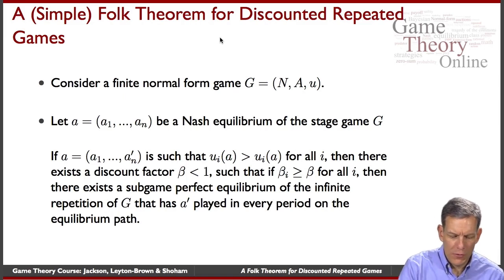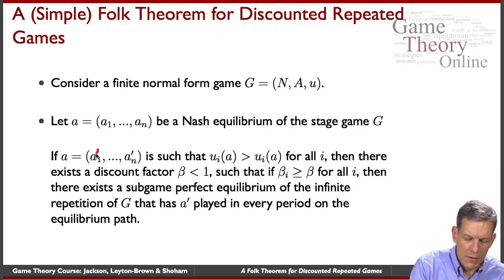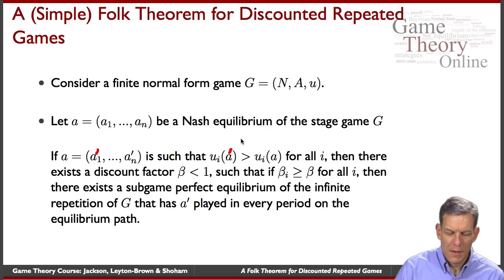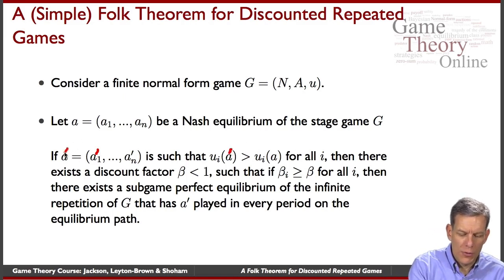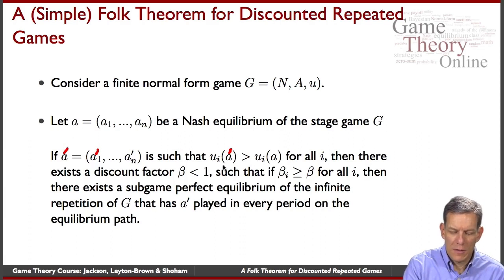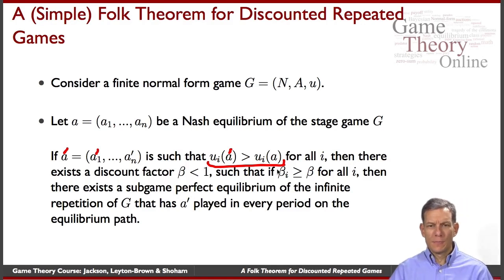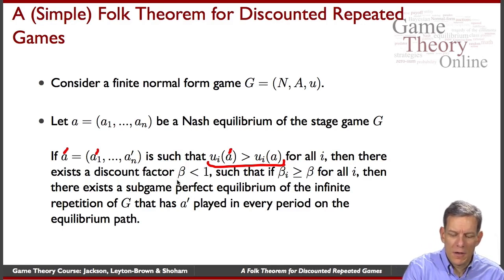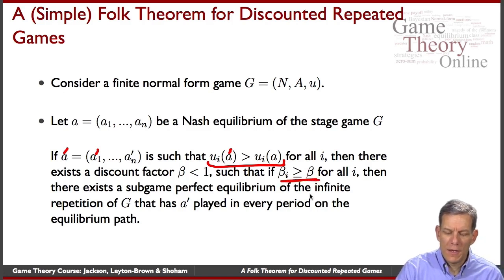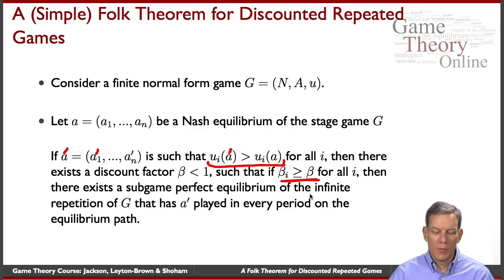look for some alternative strategy, and here we have a couple of typos. That should be an A prime. So look for some alternative strategy, A prime, such that everybody gets a strictly higher payoff from A prime than A, where A is a Nash equilibrium. Then there exists some discount factor below 1, such that if everybody has a discount factor above that level, then there exists a subgame perfect equilibrium of the infinite repetition of the game that has A prime played in every period on the equilibrium path.